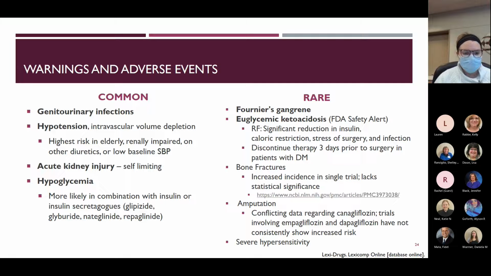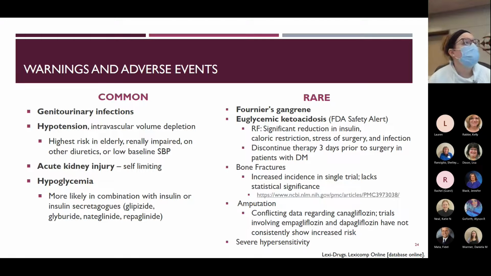And then the fourth most common adverse effect is hypoglycemia, which is more likely in patients that have other blood sugar lowering medications on board, like insulin or our other insulin secretagogues. I have them listed here on the slide for you. These are medications that work to lower patients' blood sugars despite what their actual blood sugar is.